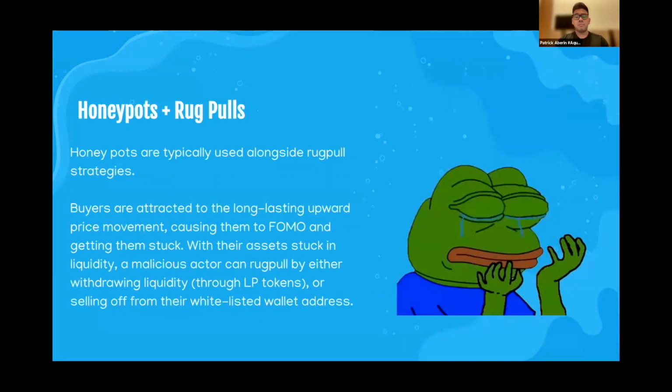So honeypots and rug pulls. Typically, honeypots are used alongside rug pull strategies. Buyers are attracted to the long-lasting upward price movement. This does cause them to FOMO and ends up getting them stuck. With their assets stuck in the liquidity pool, a malicious actor can rug pull by either withdrawing liquidity or selling off from their whitelisted wallet addresses.